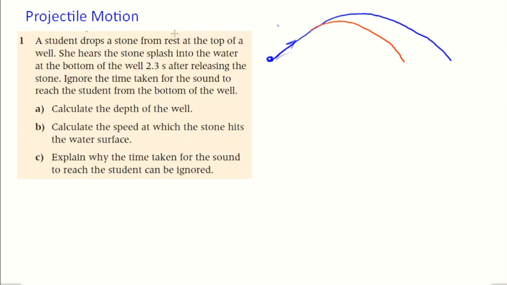So let's take a look at one example. A student drops a stone from rest at the top of a well. So we don't have projectile motion in this case yet, right? It's just dropping a stone downwards. She hears the stone splash into the water at the bottom of the well 2.3 seconds after releasing the stone. Ignore the time taken for the sound to reach the student from the bottom of the well. Calculate the depth of the well.